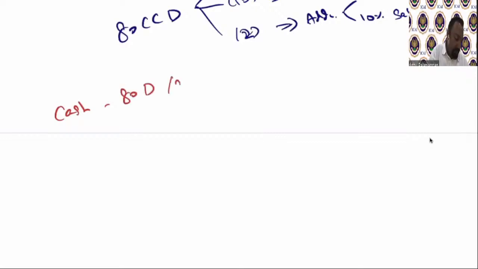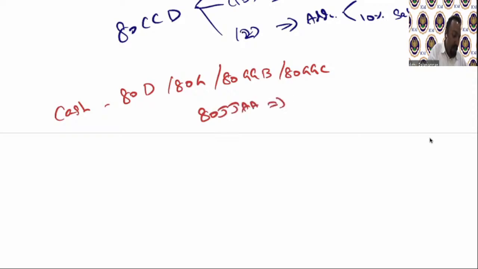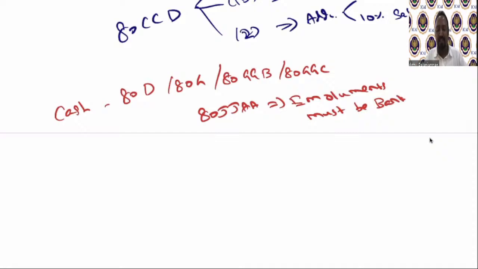80D, it's not allowed. 80G is not allowed. 80GGB, 80GGC is not allowed. So these are the sections where cash payments are not allowed. It must be mandatorily through electronic payment mode. And also in 80JJA, we said emoluments must be through the bank. It's not allowed in cash. So I guess these are the sections where it talks about cash payments. Other than that, I think it is not there.